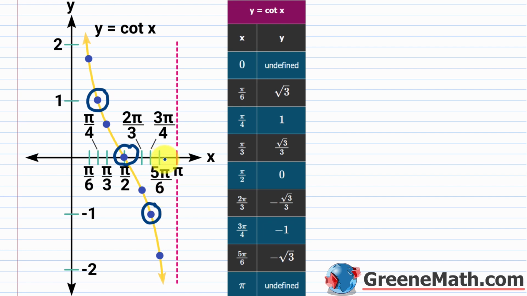And then lastly, you have this 5 pi over 6, comma negative square root of 3. So that guy right there. So that's your basic points. Usually you just put this point, and this point. You make a vertical asymptote here. You don't need to make one here.